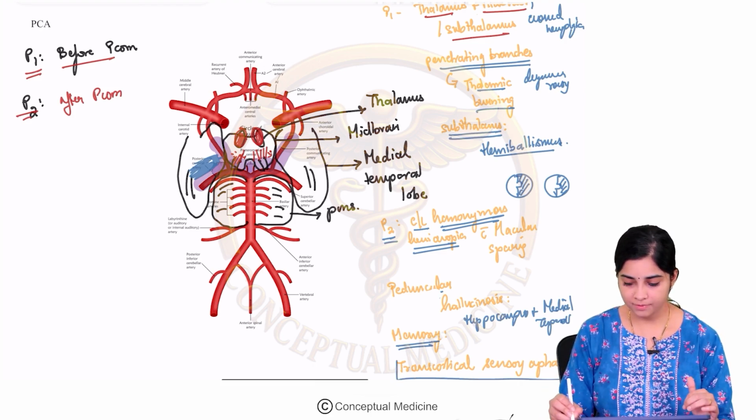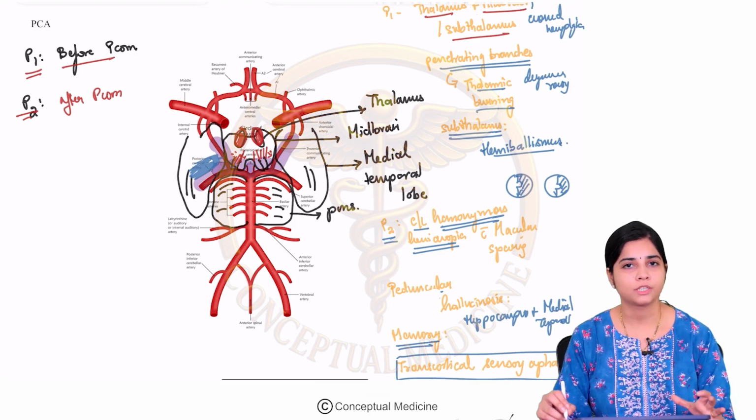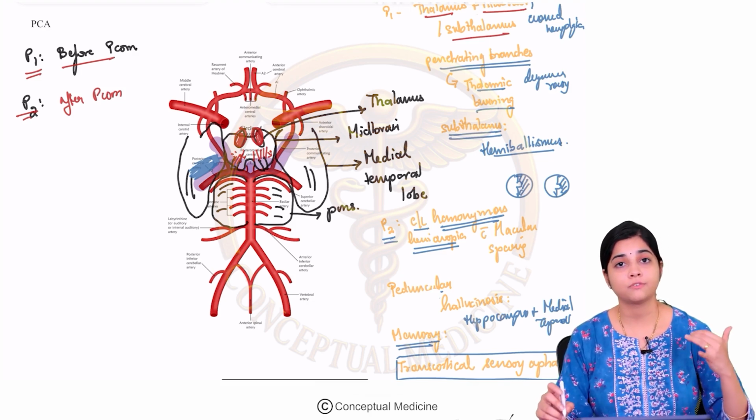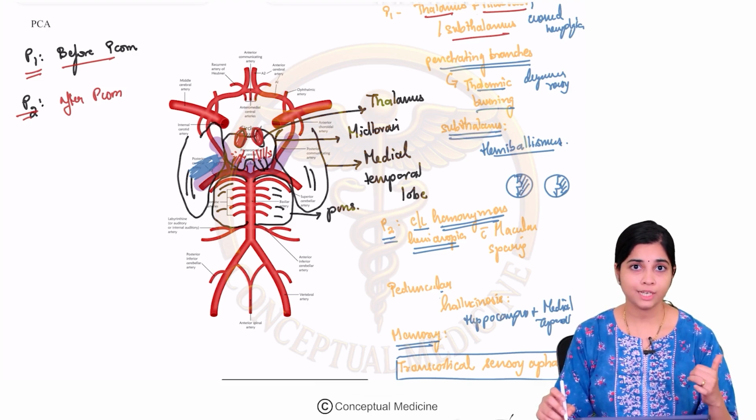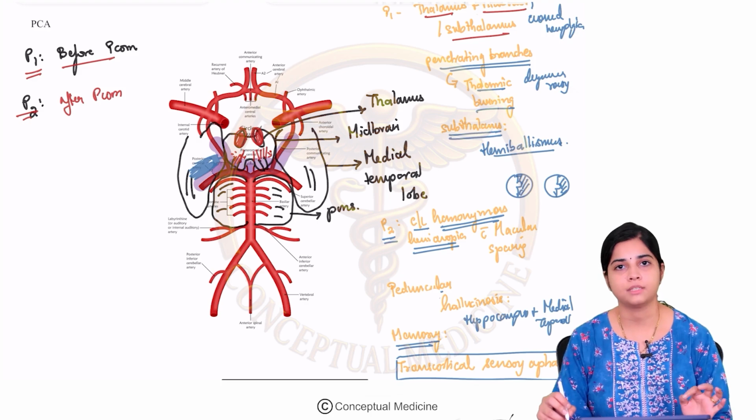Then we have a type of aphasia which can happen mainly because of your MCA-PCA watershed area, which is your association areas of your Wernicke area. So what type of aphasia will you have? You will have a transcortical sensory aphasia.